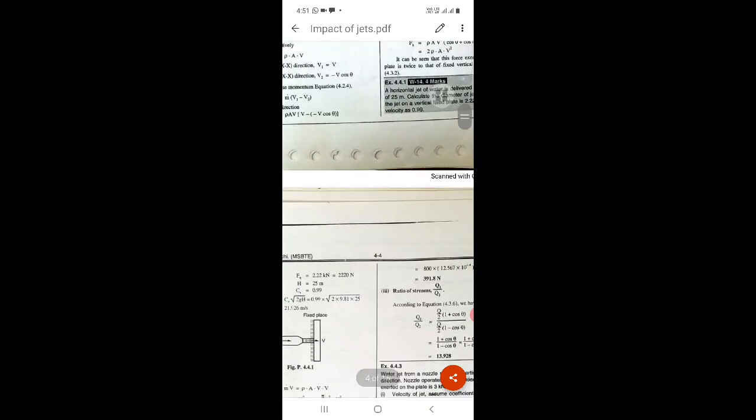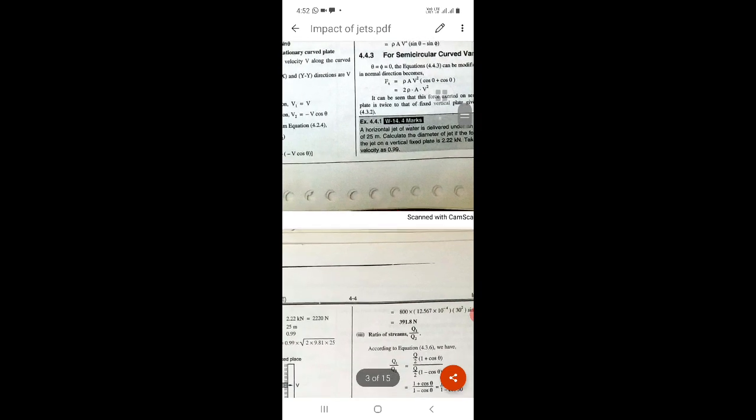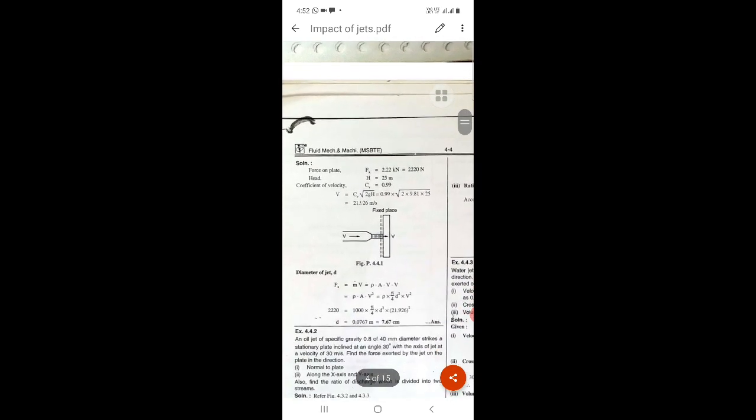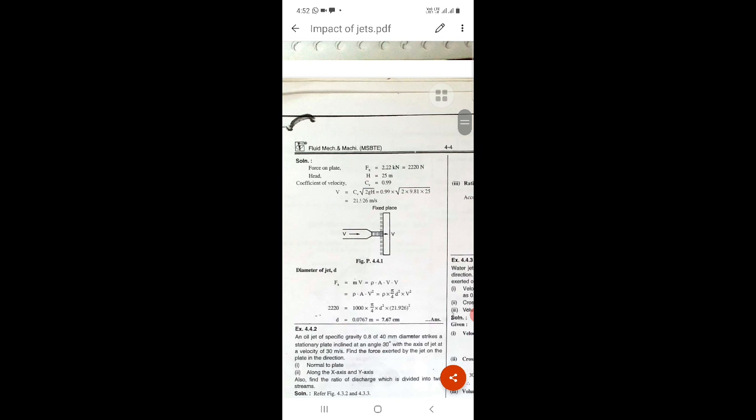The first example is Winter 14, 4 marks. A horizontal jet of water is delivered under an effective head of 25 meters. Calculate the diameter of the jet if the force is 2.2 kilonewton. Take Cv 0.99. First, the force is given as 2.22 into 10 raised to 3. H is the head, Cv is 0.99. So V is equal to Cv under root 2gH.